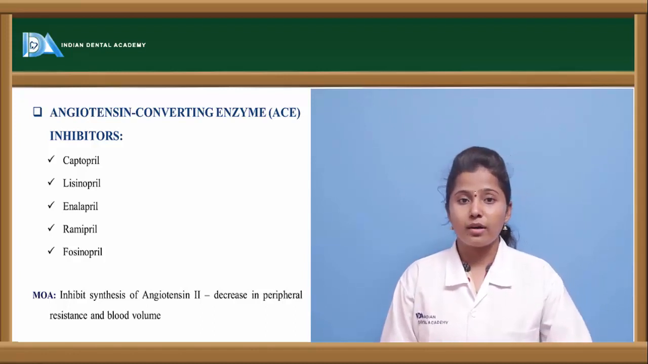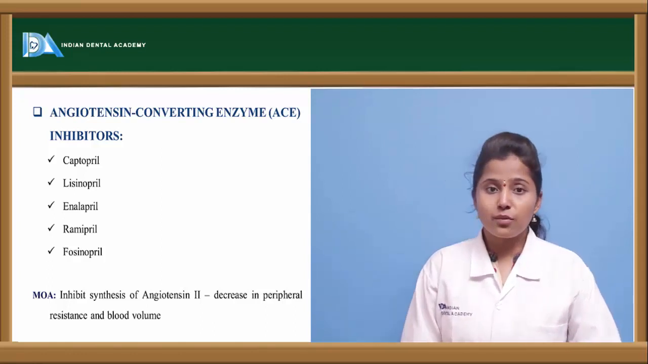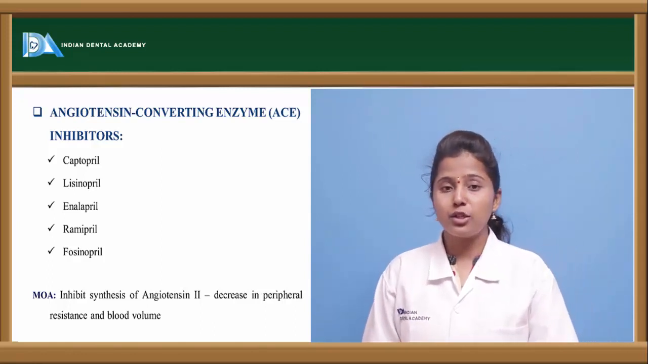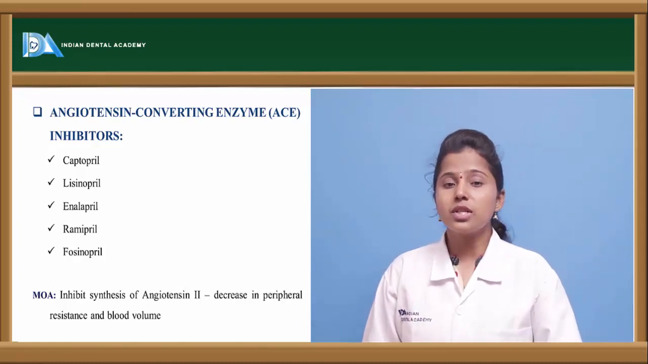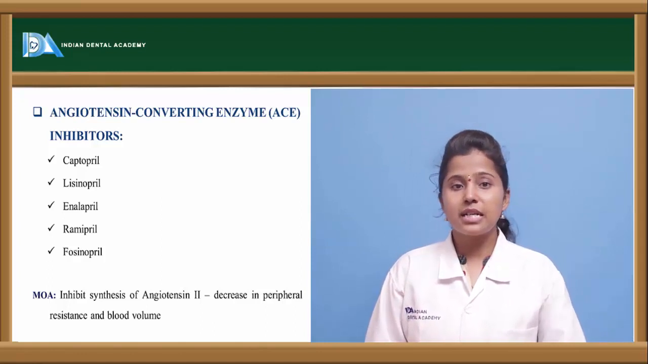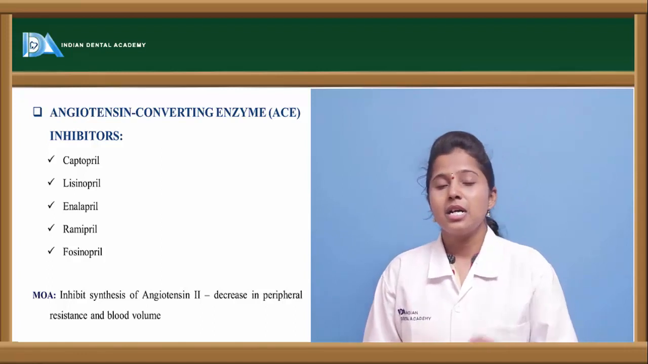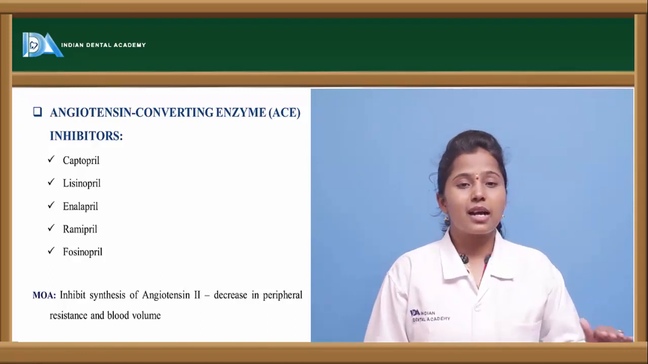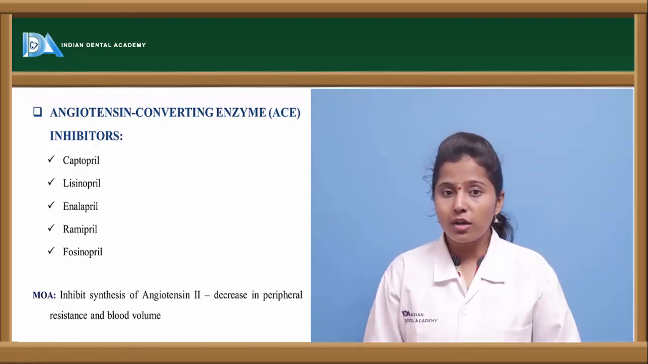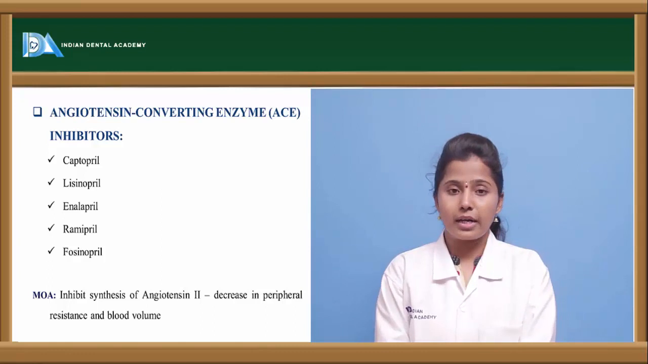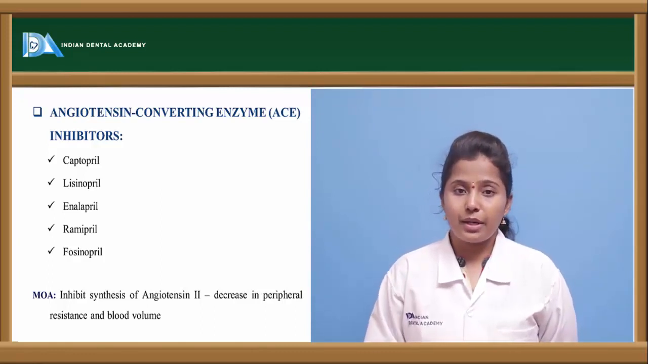So the drugs inhibit the synthesis of angiotensin 2. Angiotensin 1 is converted to angiotensin 2 by angiotensin converting enzyme, and this angiotensin 2 is released into the bloodstream, which causes contraction. These are the drugs which inhibit ACE. When this enzyme is inhibited, the conversion of angiotensin 1 to angiotensin 2 is inhibited. When angiotensin 2 is not released, there is decreased contractility, or vasodilation, and there may be decreased blood pressure.